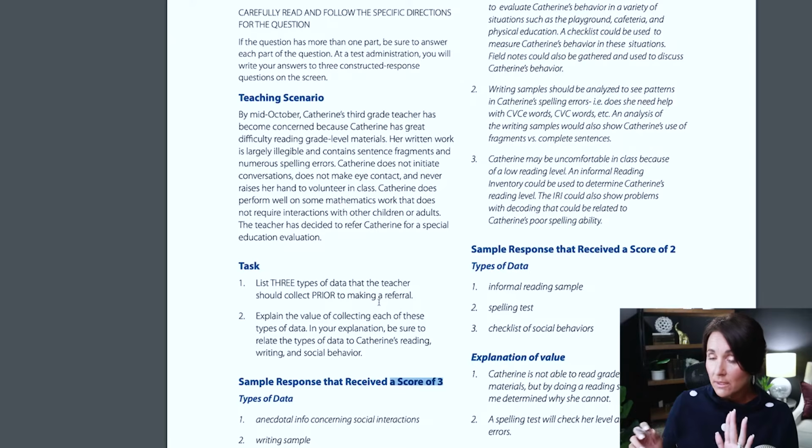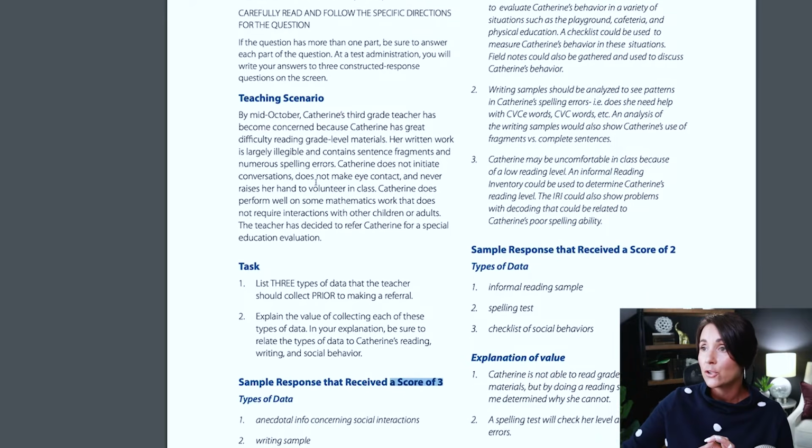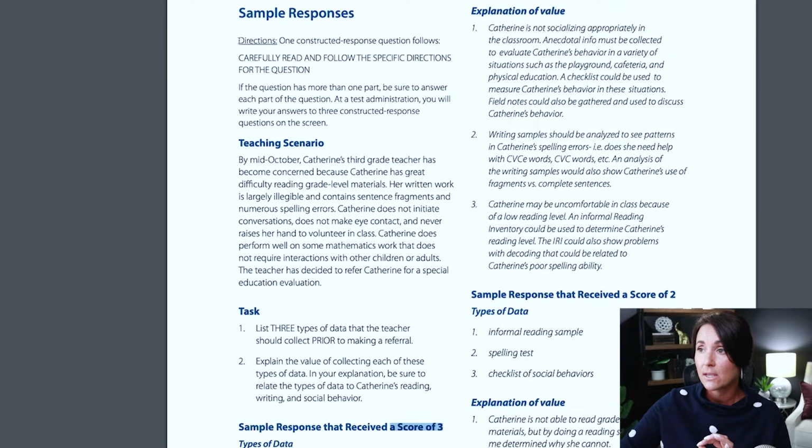All right. That's the first part of the rubric. Answer all of the question or complete the entire task. Let me show you how to do that. Now, you're going to get something like this. Here it says directions. One constructed response follows. And then it's going to say this on every single one. Carefully read and follow the specific directions for the question. If the question has more than one part, be sure to answer each part of the question.